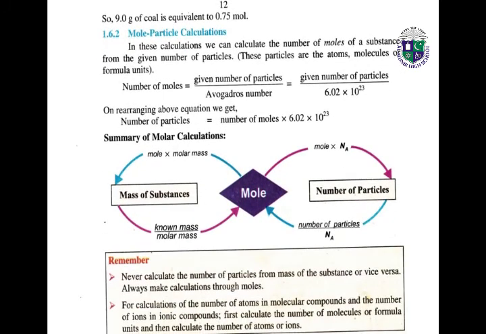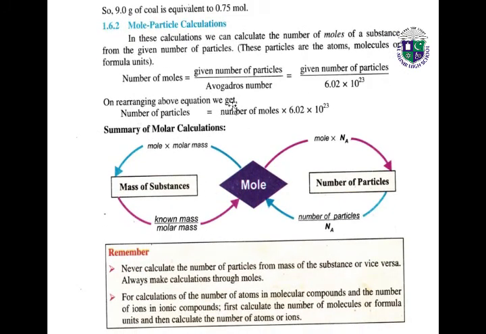Next, what are mole-particle calculations? Here we have the formula: given number of particles over Avogadro's number. We know the value of Avogadro's number, which will be the same in all these numerical type questions or examples. So we will rearrange it to find the number of particles: number of moles into 6.02 into 10 with power 23. So here we have the summary of molar calculations.